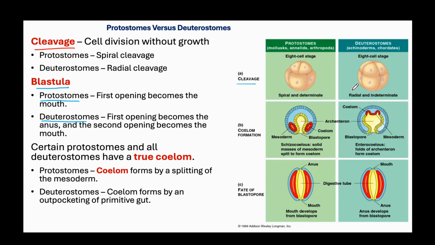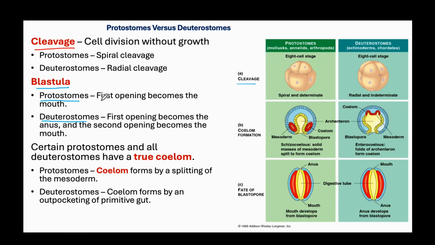Now, on a deuterostome, the cleavage is radial, and so they're stacking on top of each other, and it is indeterminate, meaning that those cells can become any other type of cell. So with a protostome, the first opening, as it's showing down here, is going to be the mouth. So I would note that in my notes. First opening becomes the mouth.